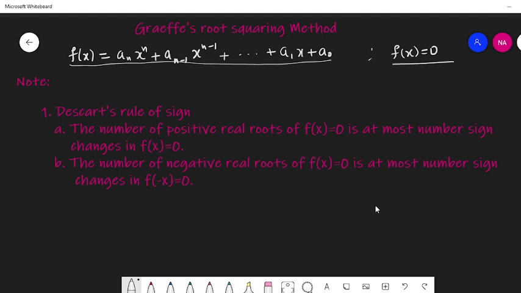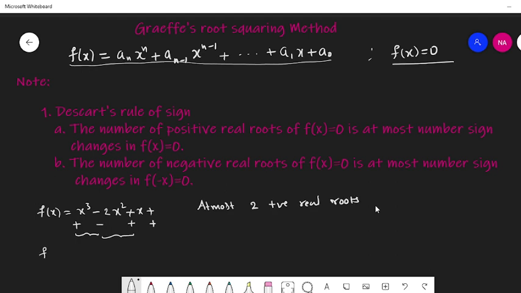Similarly, the number of negative real roots of f of x equal to 0 is at most the number of sign changes in f of minus x equal to 0. For example, if you consider this polynomial f of x equal to x cube minus 2x square plus x plus 1, then you can check here plus minus plus plus. There are two sign changes. So this polynomial has at most two positive real roots.